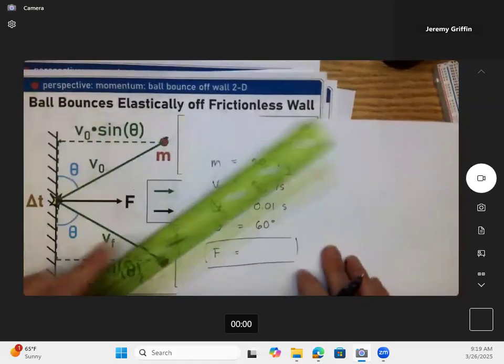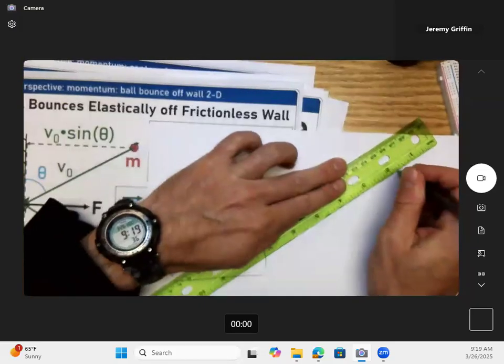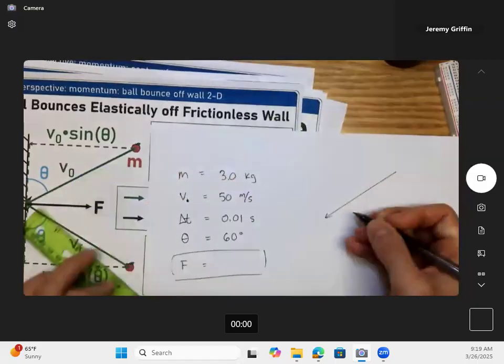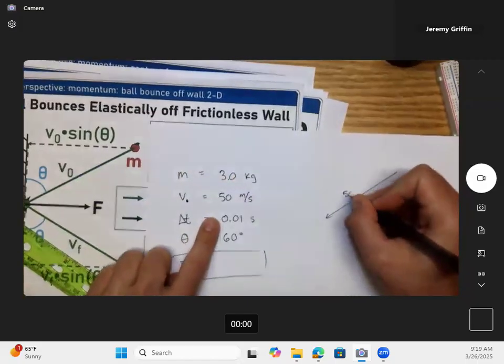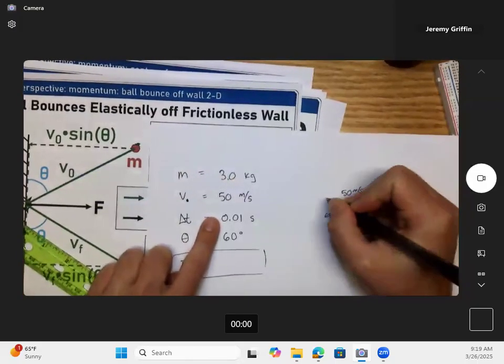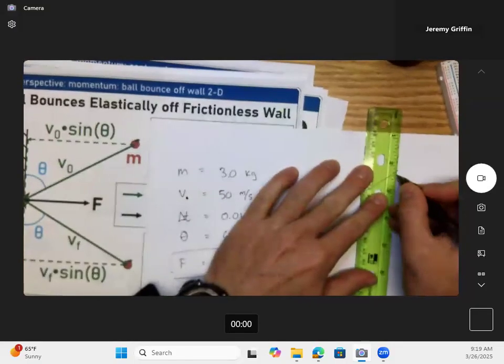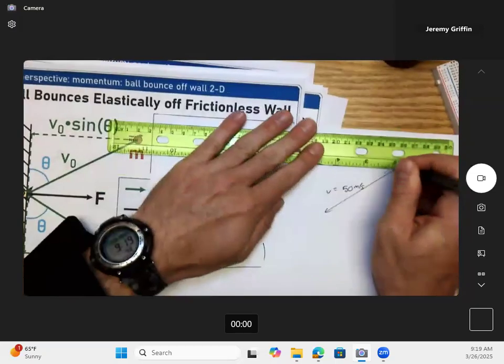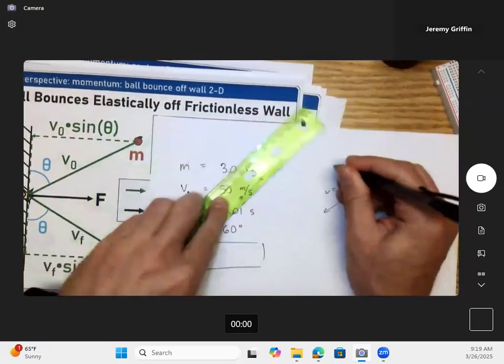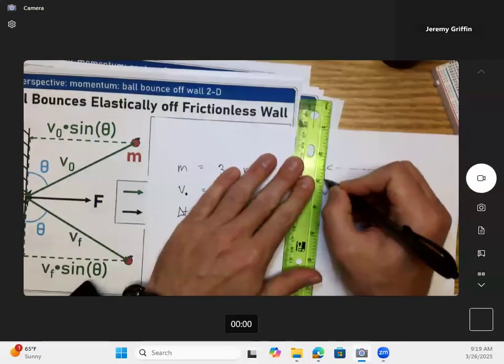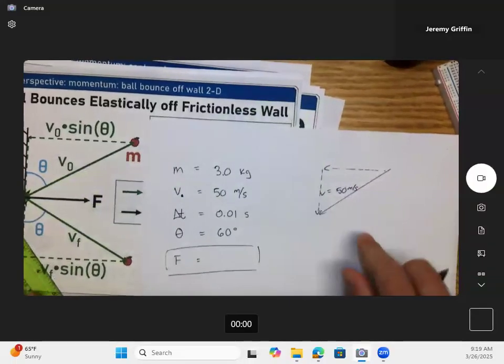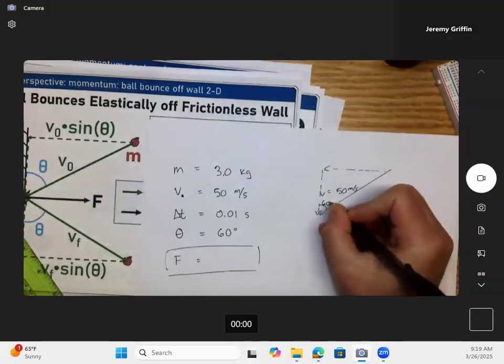So let's do some vector analysis here. This is coming in at 50 meters per second. There's a velocity vector, so V equals that, and I need to break this into components. The ball is going towards the wall, but it's also traveling parallel to the wall at the same time. And this is 60 degrees.